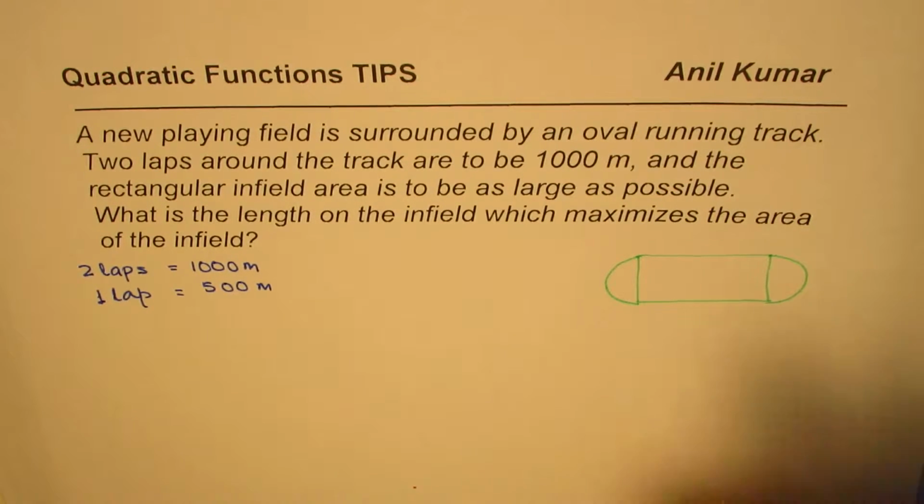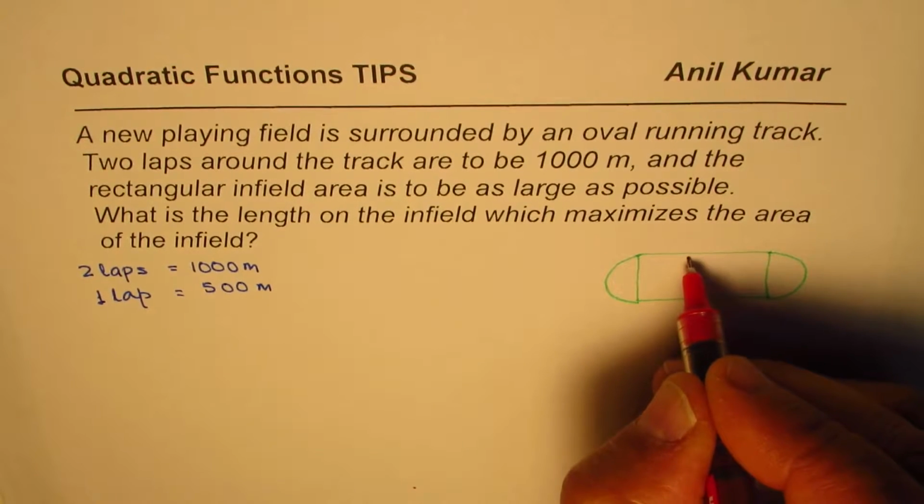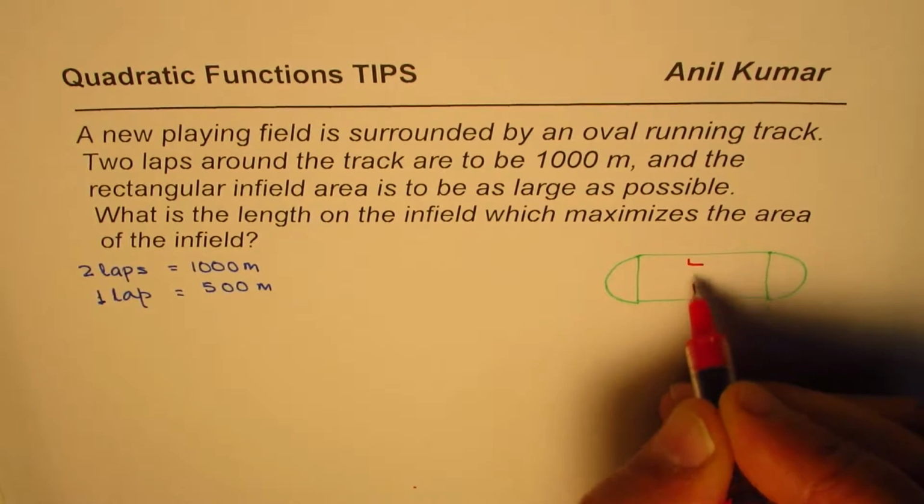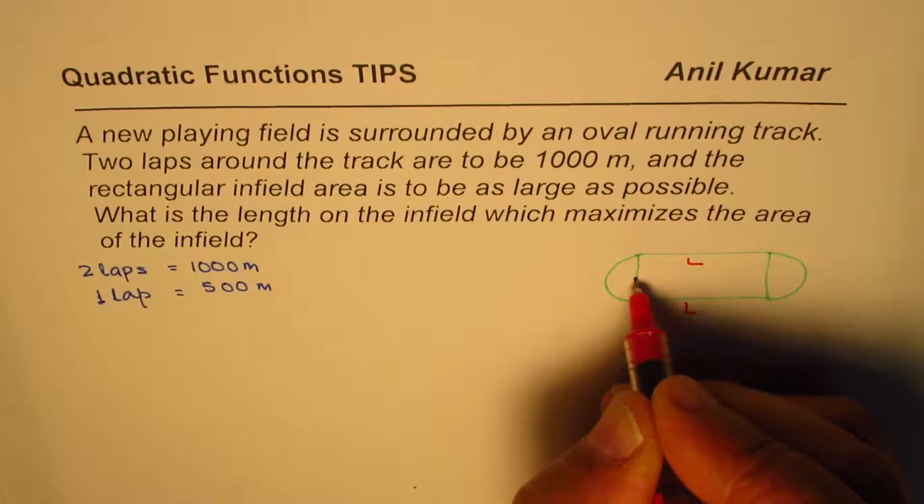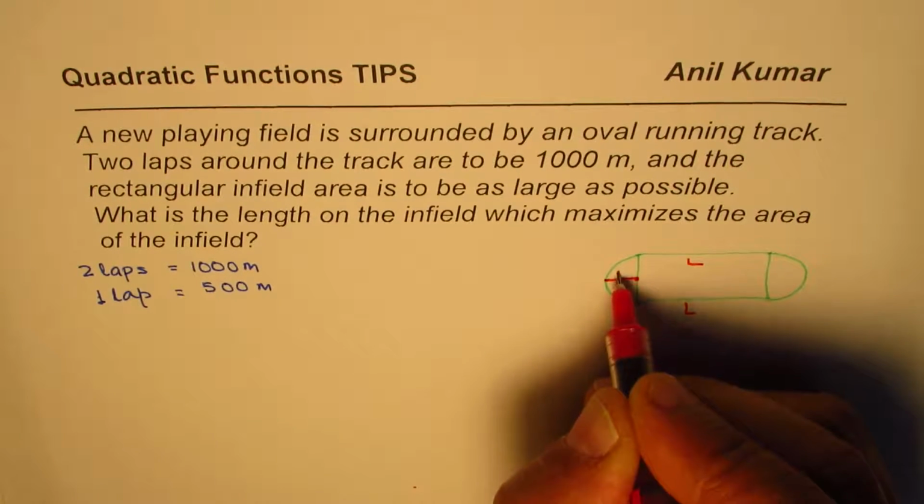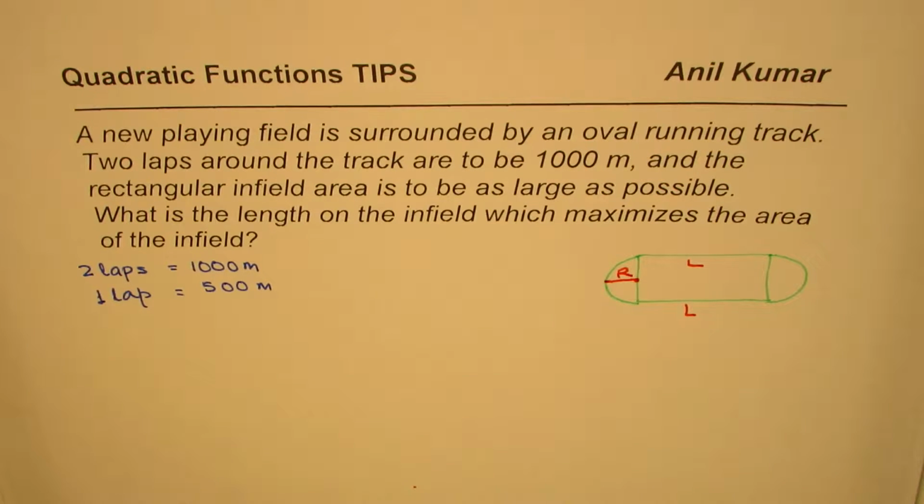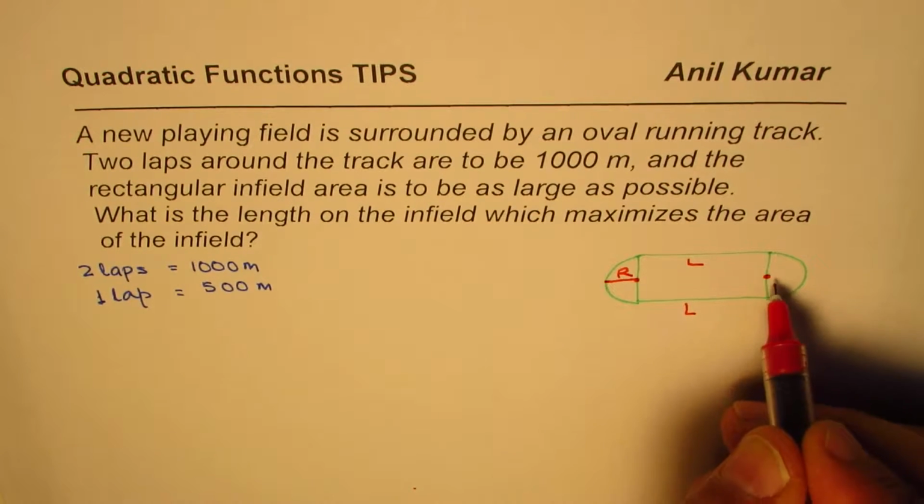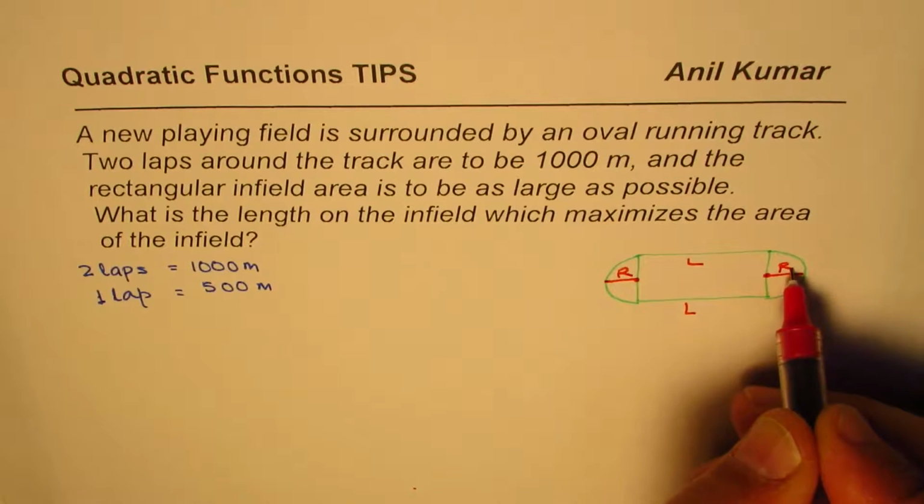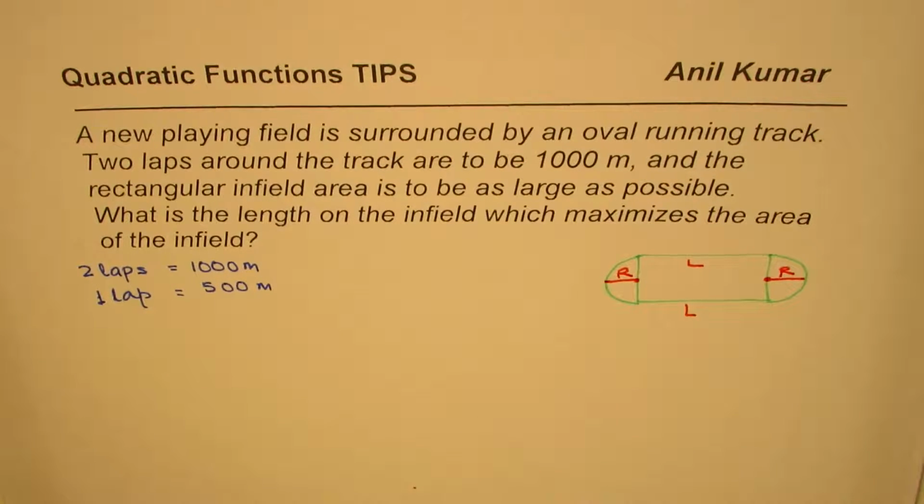Now let's say the infield length is L, right? So this will be L, this will be L, and let's say this here is R, the radius of semicircles which are formed on both the sides. Let's say these are R, right? Now in that case, what is the perimeter?